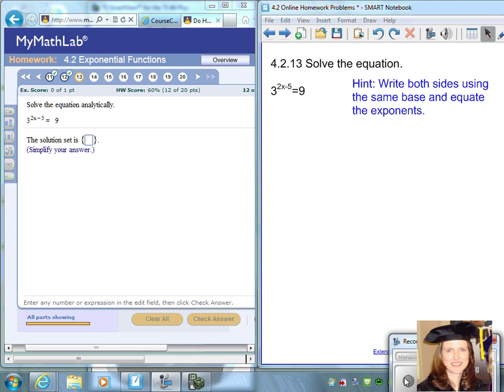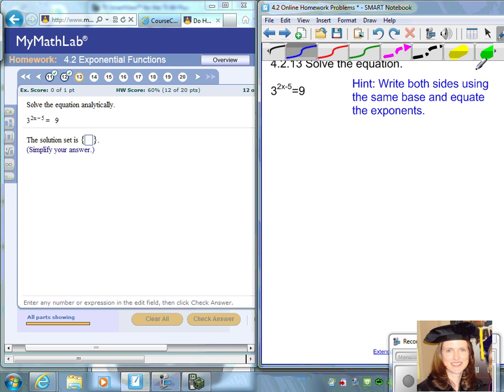Question number 13 from section 4.2. Solve the equation 3 to the 2x minus 5 power equals 9. My hint in doing these is to write both sides using the same base and then equate the exponents.